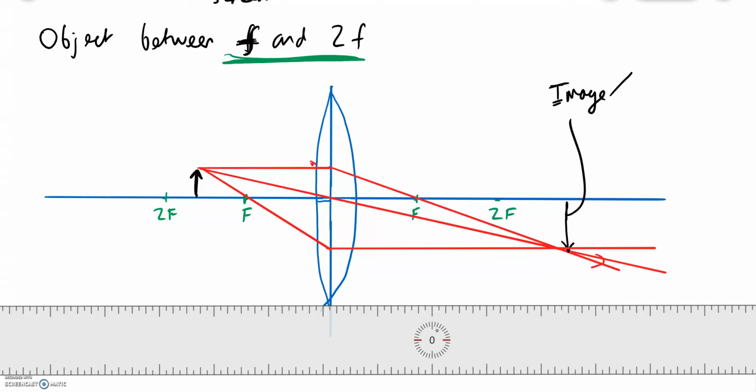And we can see that it is real again, because the rays actually meet there. It's inverted again. So it's pretty much the same as the last time, but there's one big difference. And this case is that it's enlarged. So in the other case, it was diminished, but in this case, it's actually enlarged, so it's bigger.